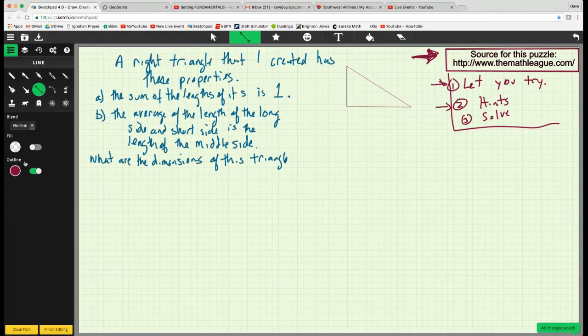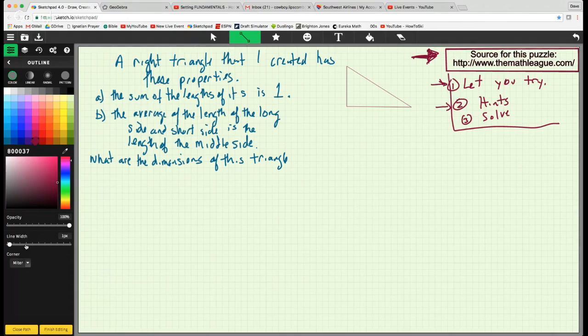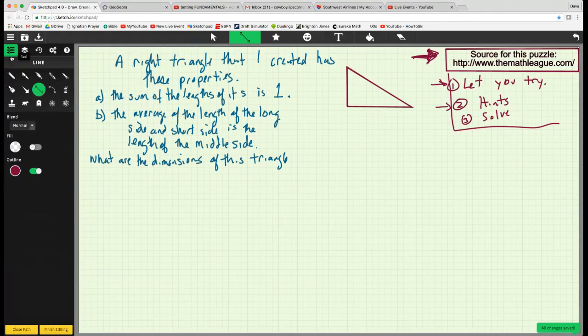What is wrong with my triangles? Let's make their outlines a size of 4, and now let's redraw it. I like nice solid shapes. Okay, now, in this right triangle, I've told you it's a right triangle, so we're going to say this is side A, this is side B, and this is side C, the side opposite the right angle, the hypotenuse.